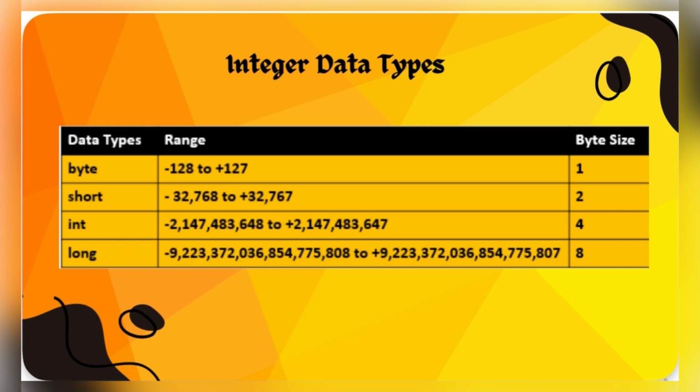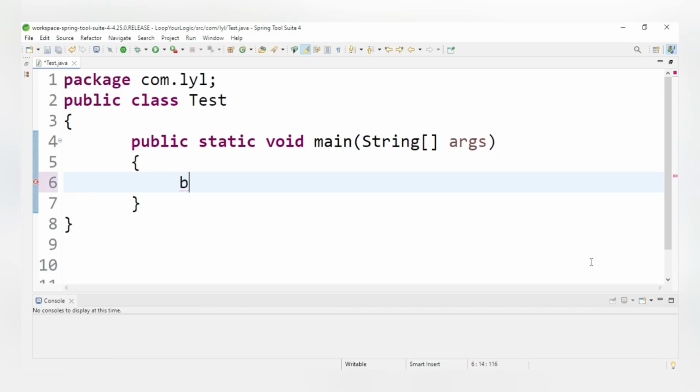Let me show you how it's done in programming. I am initializing a byte value here: byte a = 100. As 100 fits in the byte range, we are initializing with byte. Here, byte is a data type, a is a variable, and 100 is a value.